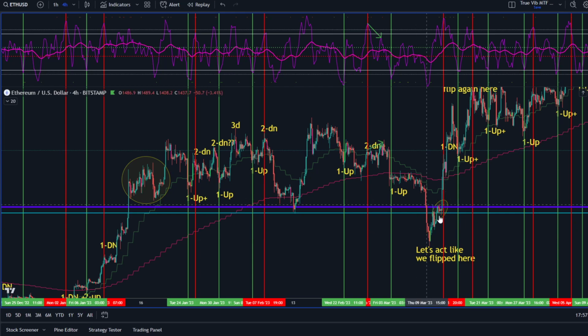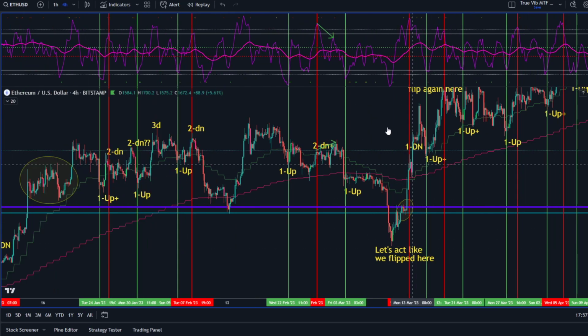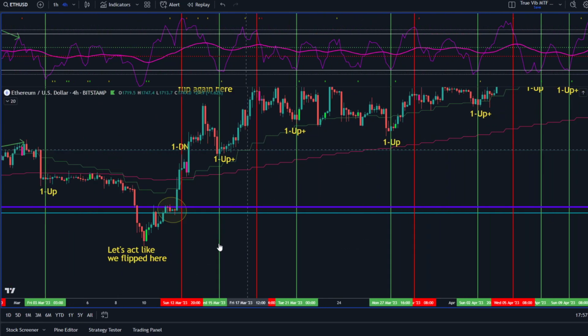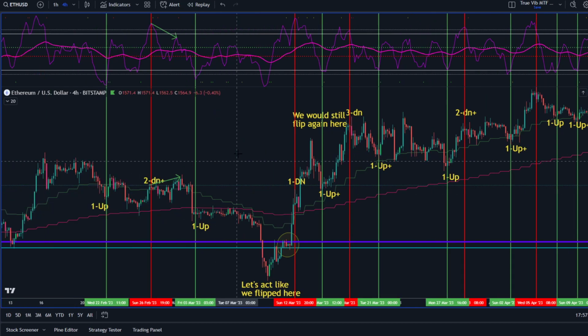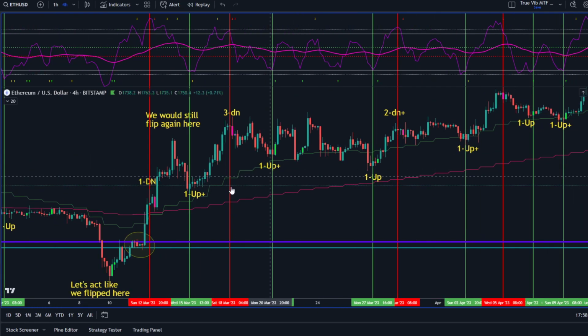So that's why I put this here. I said, well, let's act like we flipped here. And I wanted to show the example in that environment, even if you ended up flipping here, you would have flipped right back. You would have had this one down that didn't work out, and there would have been another flip right back here, because you could see we then closed higher than the previous range high right there again. So we would have been right back to 1-ups in this environment.